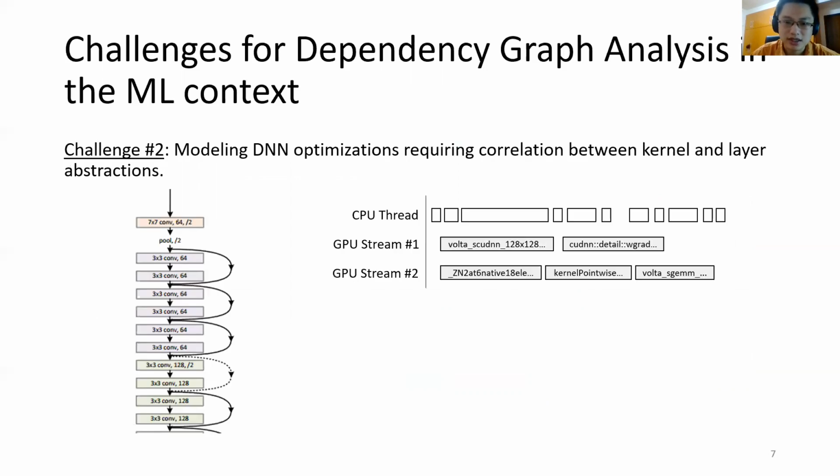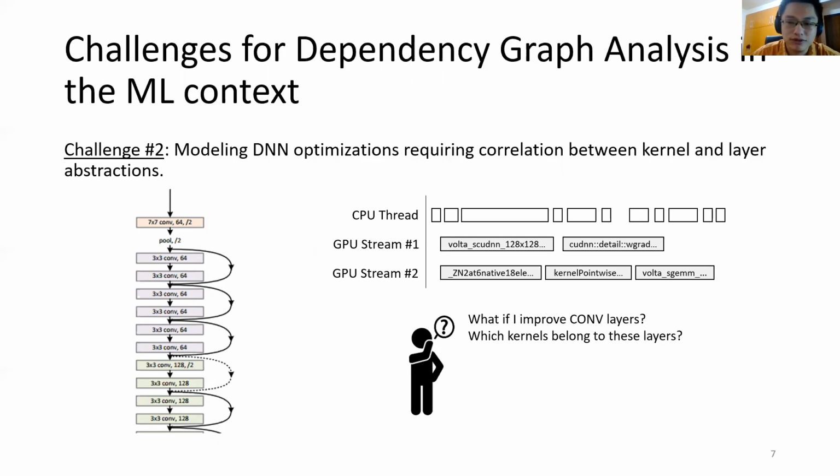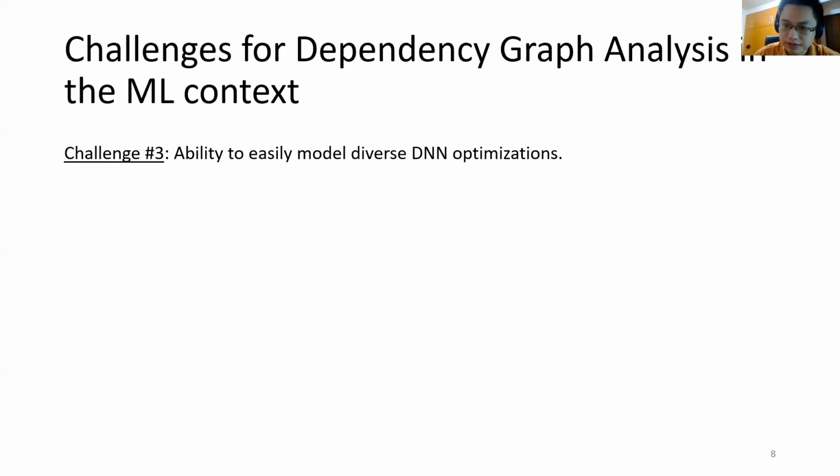However, Daydream's dependency graph is at kernel level. So say a programmer wants to know, what if he or she can speed up the convolutional layers by 2x? It's hard to model this because there's no profiler that can tell us which kernels belong to the convolutional layers. Hence, the system should find a way to correlate these two different abstractions.